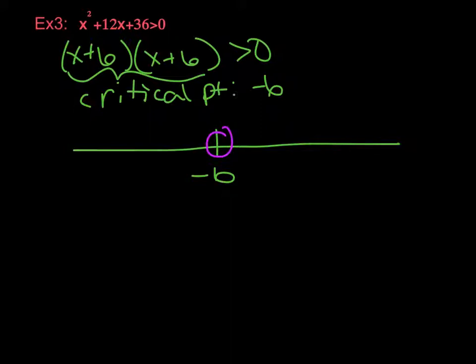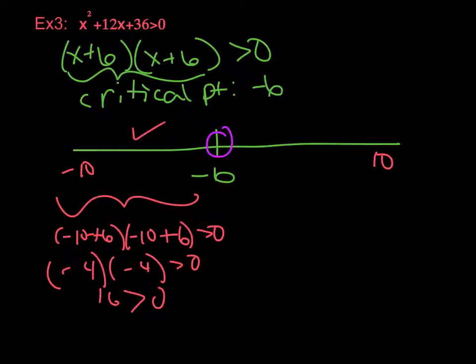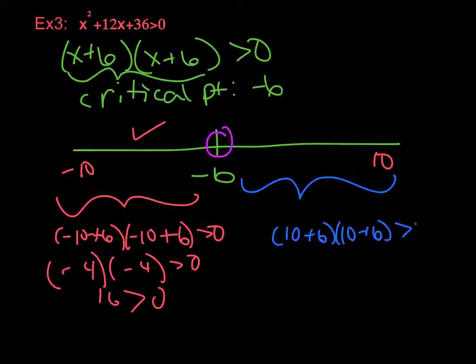Then we're going to test numbers to the left and numbers to the right. So again, I'm going to try negative 10 and positive 10. Over here, if I try negative 10, negative 10 plus 6 times negative 10 plus 6, greater than 0. That gives me negative 4 times negative 4. 16 is greater than 0, so this whole area is okay. Then I'm going to try on the right, 10. 10 plus 6 times 10 plus 6, greater than 0.